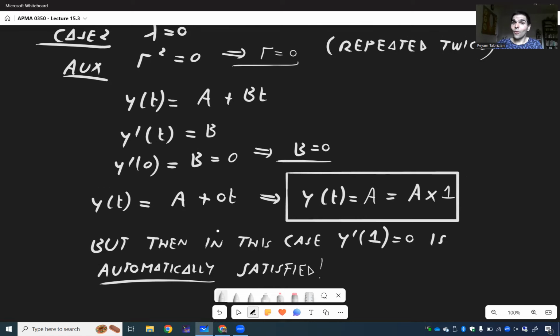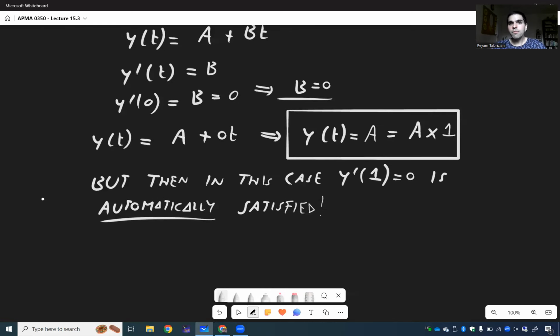Contradiction? No. In fact, we found another eigenfunction, namely multiples of the function 1. So conclusion: lambda equals 0 is an eigenvalue. So it's a legitimate value of this problem.